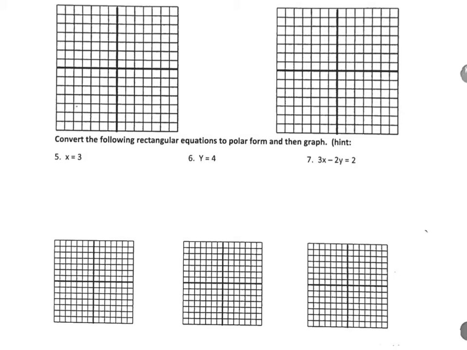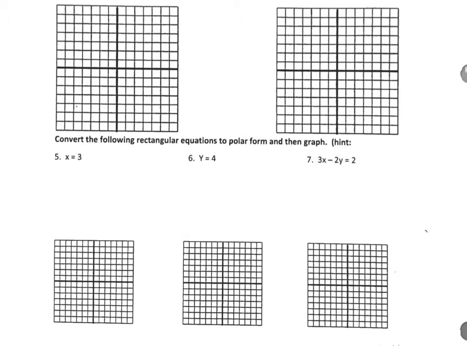Alright, now these ones we already know. If I ask you to graph 5, 6, and 7, you should know how to do these within a minute. These are going to be lines. Let's do that first. That's the easiest part. Then we'll change the x's and y's and replace them with r and thetas.